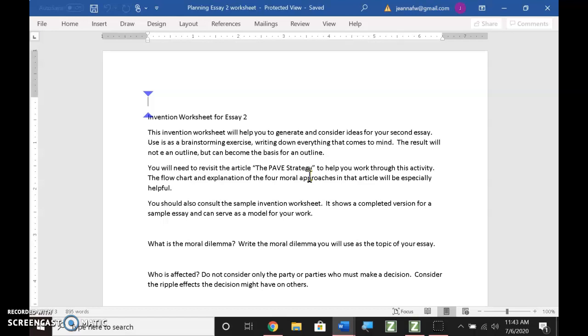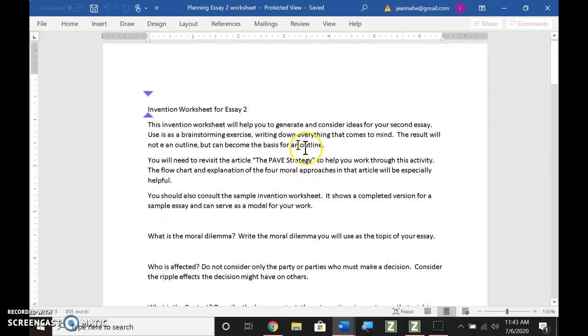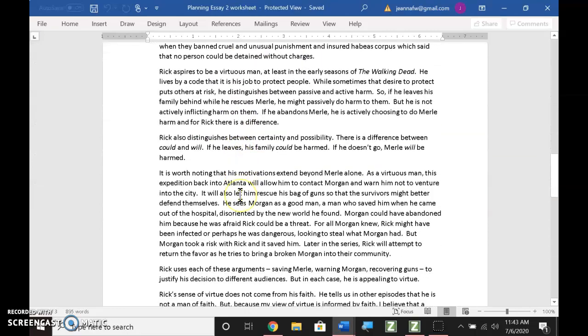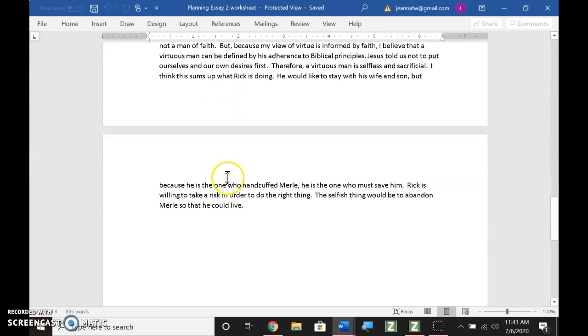And the more time you put into this planning worksheet, the more productive it will be, the more you'll have an idea what you want to say in the essay, the more you'll have a handle on the assignment itself. So you can go look at the example planning Essay 2 worksheet and see how I went about filling it out. And then the free writing that I did, I actually have included an example of my free writing here.